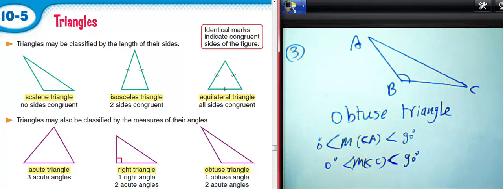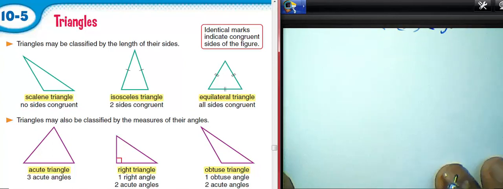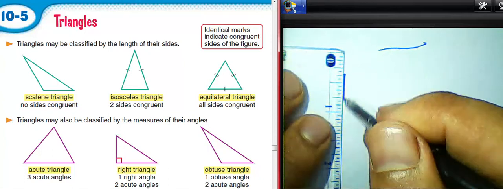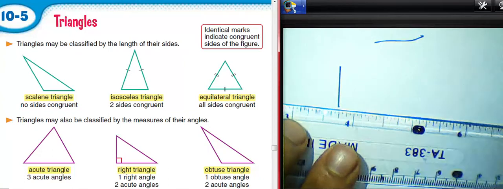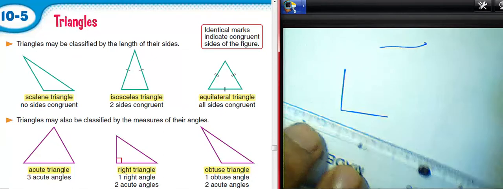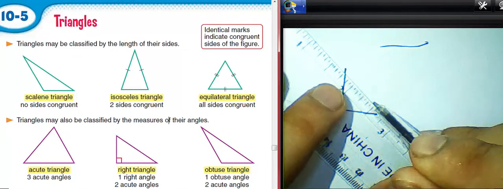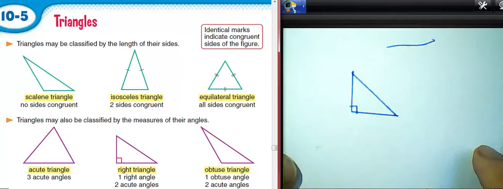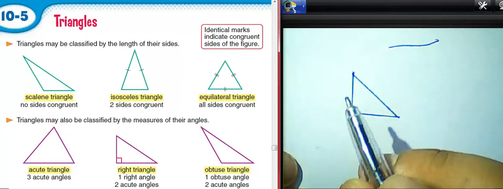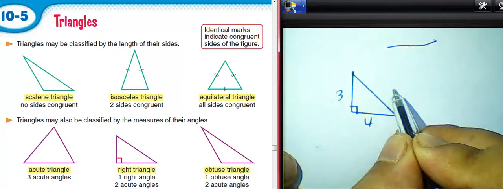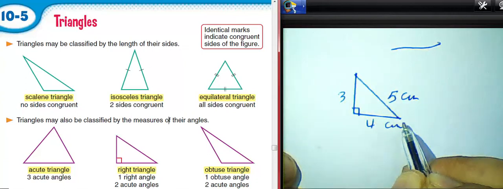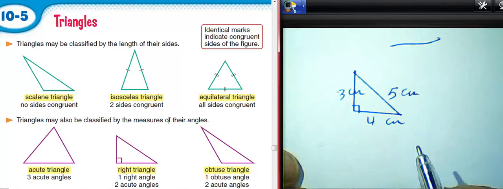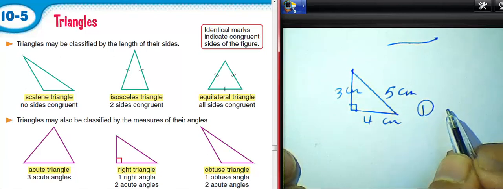Okay, can you tell me about this triangle? This type of triangle will be what? It was a right angle triangle. And what about sides? We have 3, 4 and 5 centimeters. It was a scalene triangle. The type of this triangle will be scalene triangle.